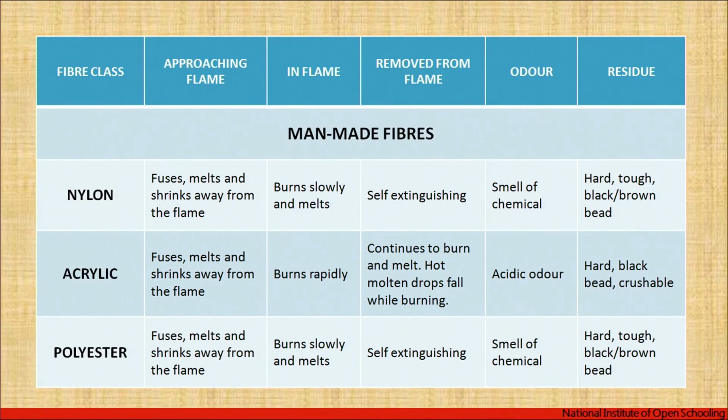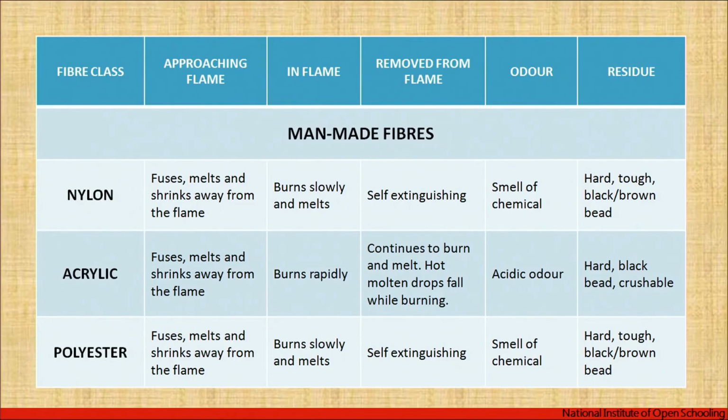All synthetic fibers are usually made up of chemicals. When we burn synthetic fibers, they melt and give an odor of chemicals. Polyester and nylon have the quality of self-extinguishing, while acrylic continues to burn and melt. Hot molten drops fall while burning. The odor is a little acidic in nature for acrylic, while for nylon and polyester the smell of chemicals comes out. The residue is a hard tough bead which is crushable for the acrylic fiber, and for nylon and polyester the bead is very thick, you can't crush it with your fingers.